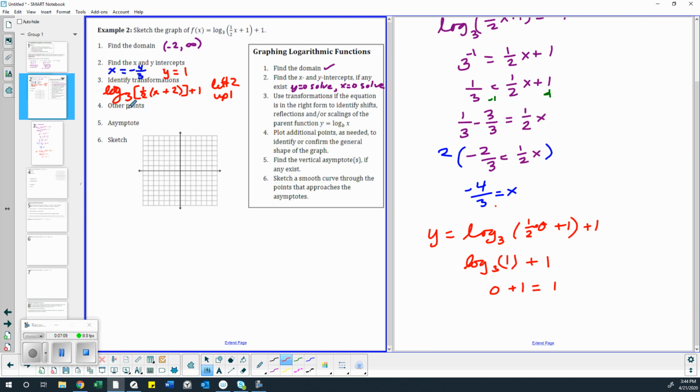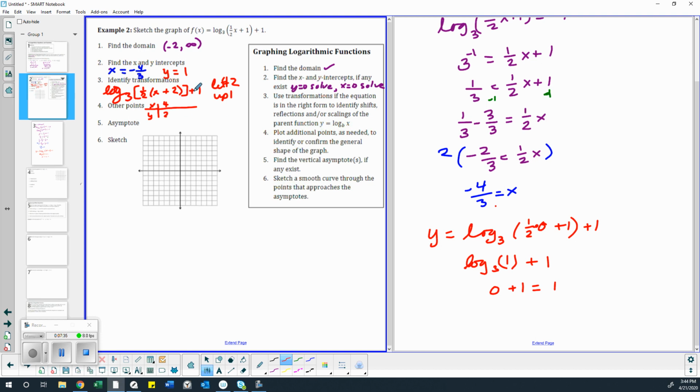All right, we can plug in other points if we want to have other points to help us with our graph. So if we want to plug in x values, we can get y values. So for example, if I were to plug in 4, the reason I chose 4 is I do half of 4 and I get 2, and 2 plus 1 is 3, and the log base 3 of 3 is just 1. So then 1 plus 1 is 2. So there's another point in our graph.